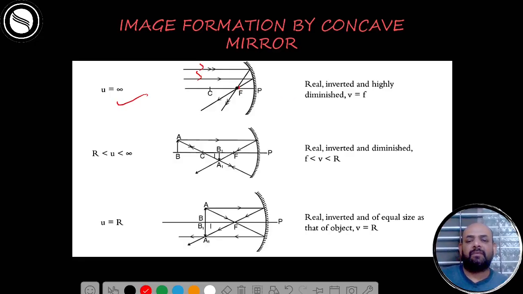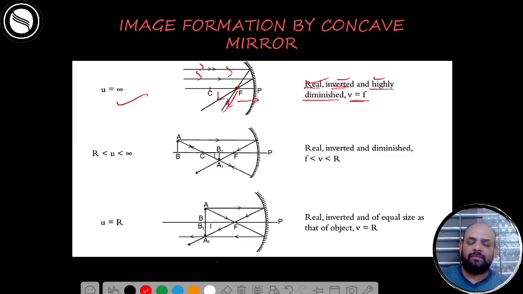The image will form at the focus, and this is real because these rays are real. So the image formed is a real image. Since it is real, we have to consider it as inverted, and it is highly diminished. So we can consider it point size. Here the image distance is equal to the focal length also. So these 4 points we have to keep in mind.